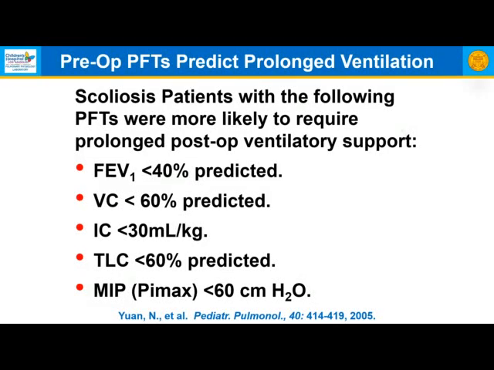So scoliosis patients with the following PFTs were more likely to require prolonged postoperative ventilatory support: FEV1 less than 40% predicted, vital capacity less than 60% predicted, inspiratory capacity less than 30 mLs per kilogram, total lung capacity less than 60% predicted, and maximal inspiratory pressure, now preferably called P inspiratory max, less than 60 centimeters of water.